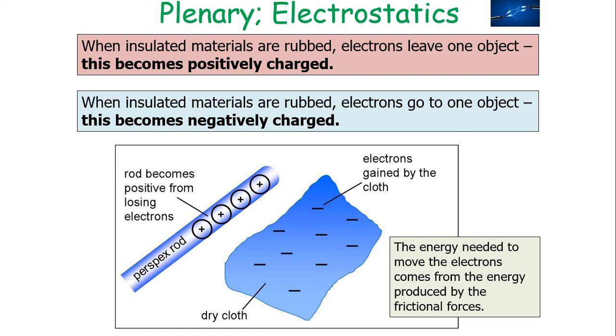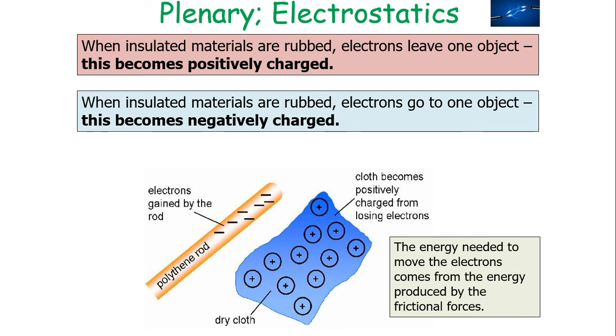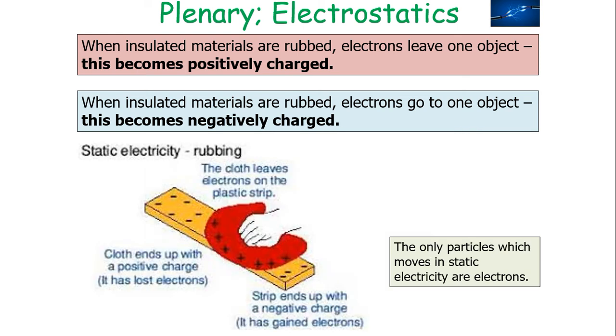So if we rub a perspex rod with a dry cloth, the perspex rod becomes positive because the electrons leave the perspex rod and go to the dry cloth. Now, the energy needed to move the electrons comes from the energy produced by the frictional forces. So work is being done by friction. But if you rub the polythene rod, the electrons will travel from the cloth to the polythene rod, so the polythene rod will become negatively charged.